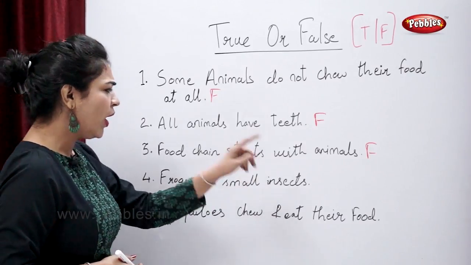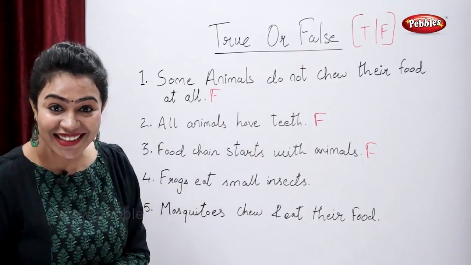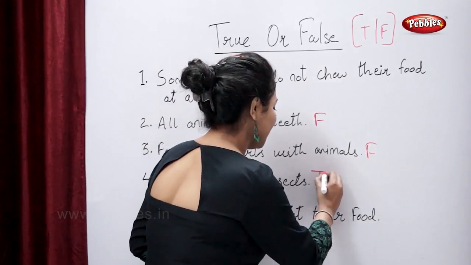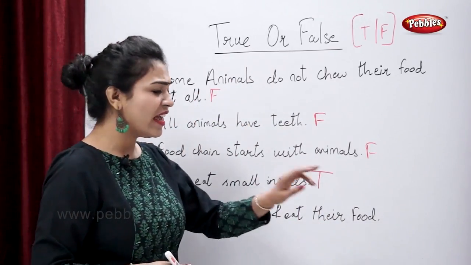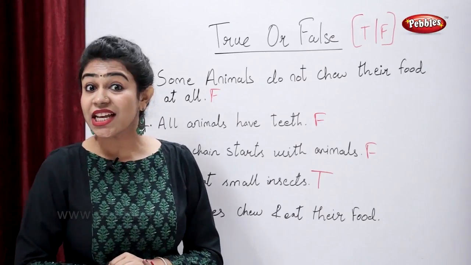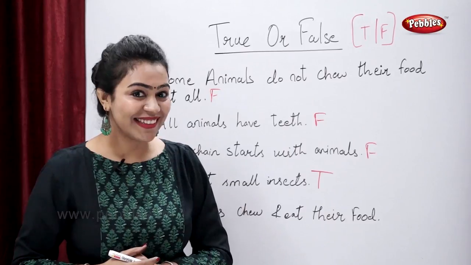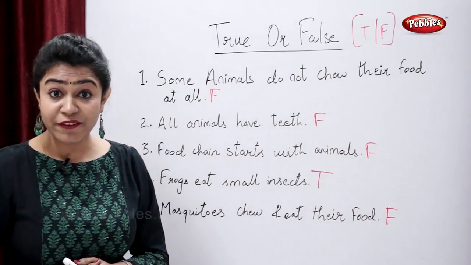Frogs eat small insects. True or false? Tell me. Yes, true. Mosquitoes chew and eat their food. Is it true or a false? False, right? Mosquitoes suck the blood from your body.